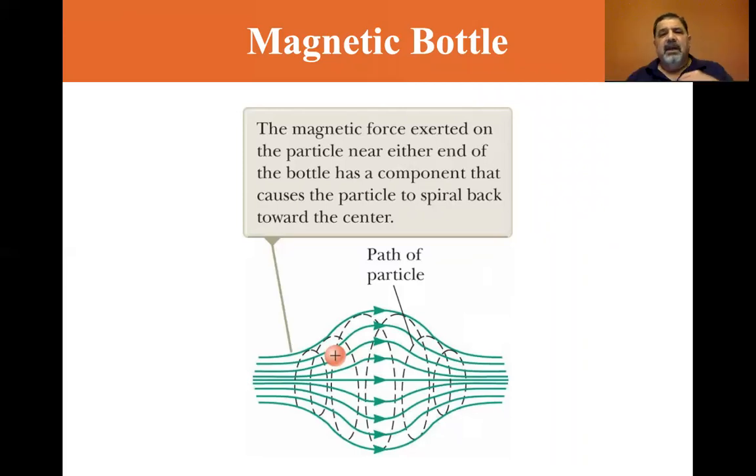You look up a magnetic bottle, you'll see some videos that show the particle. It's a complex path, and it goes around, and once it gets to the confined area on this side, it kind of reverses, and it just stays trapped, going back and forth in what they call a magnetic trap, a magnetic bottle.